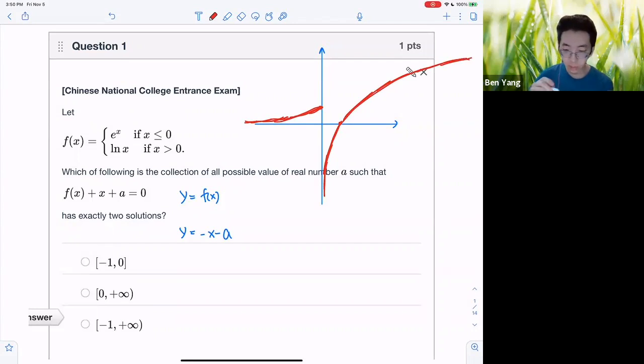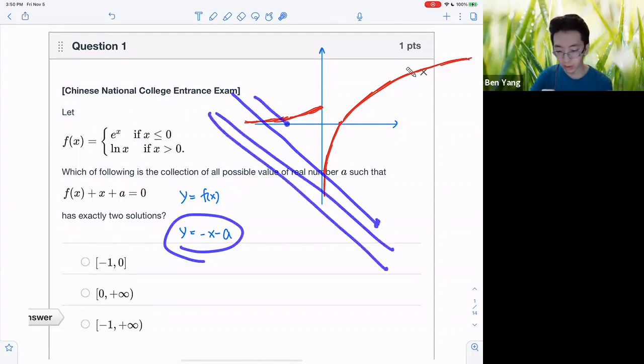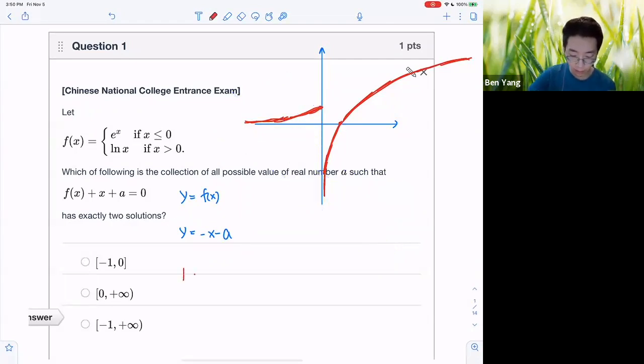Okay, now we want our line y equals negative x minus a to have two intersections. So I guess all of the lines here should work. And the critical point is when our line passes through this point, (0, 1). Let's find the value of a if our line is like that. So the point (0, 1) should be on our line. That means 1 equals 0 minus a. So a is negative 1.